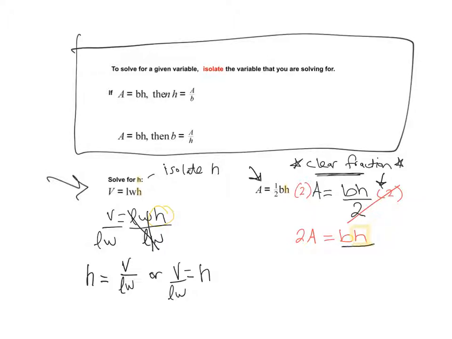So I'm going to divide by B to cancel those out. And whatever I do on one side, I have to do the same thing on the other. And look what I'm left with. 2A over B is equal to H. In other words, the height is equal to twice the area divided by the base.